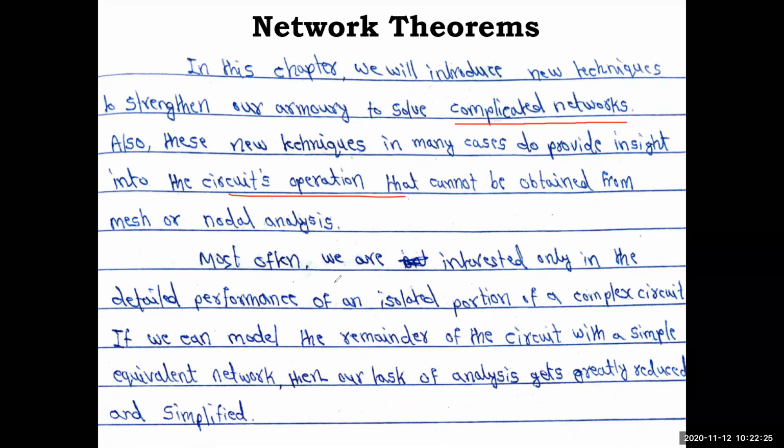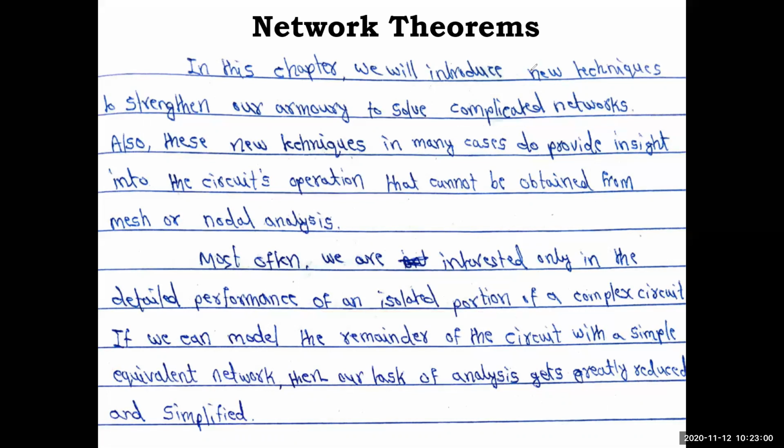That is one advantage. Most often we are interested only in the detailed performance of an isolated portion of a complex circuit. If we can model the remainder of the circuit with a simple equivalent network, then our task of analysis gets greatly reduced and simplified. So if it is a very complex network, we try to bring it to an isolated portion of that complex circuit. We'll separate it and then see its performance, or whatever we require.